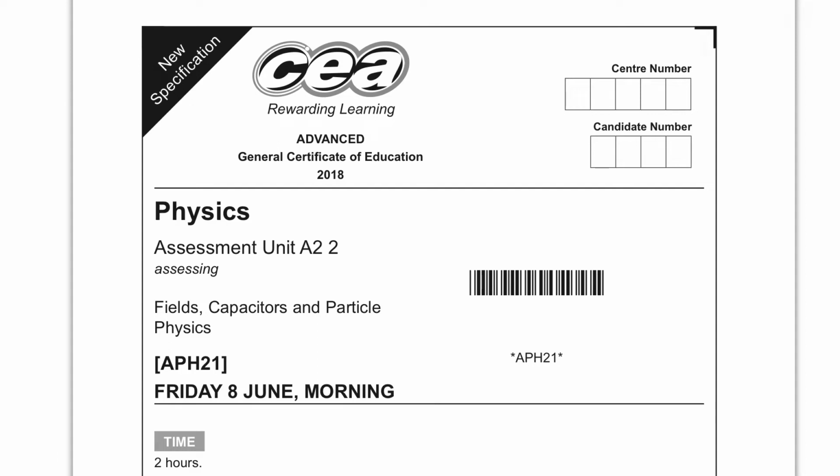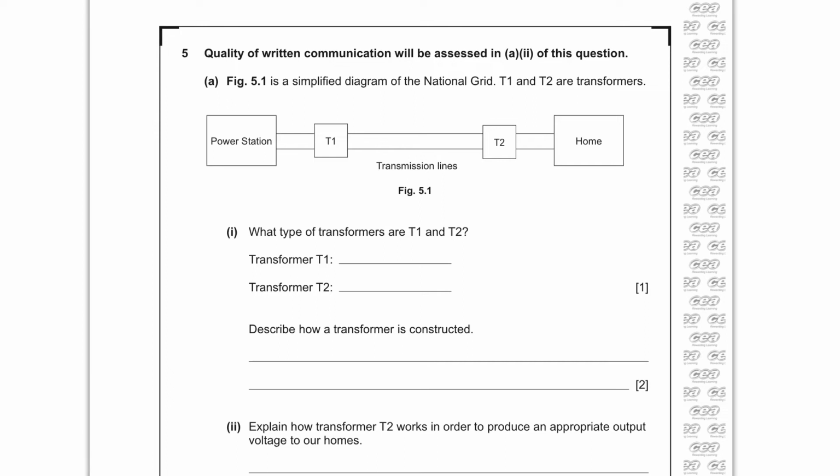Right, so here we go with CCEA, A2 Physics, Unit 2, Fields, Capacitors and Particle Physics for June of 2018. Let's get started. Question 5.